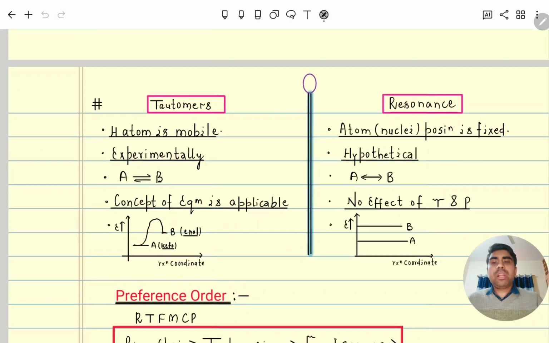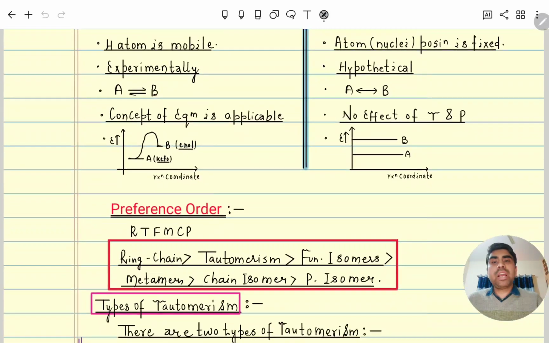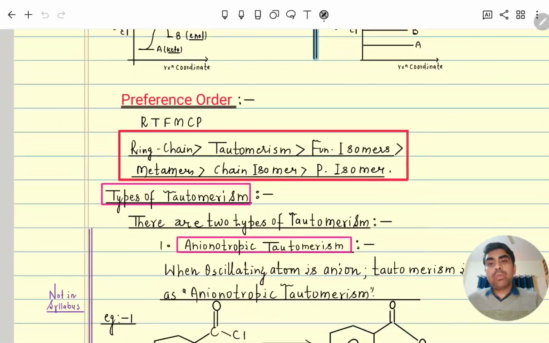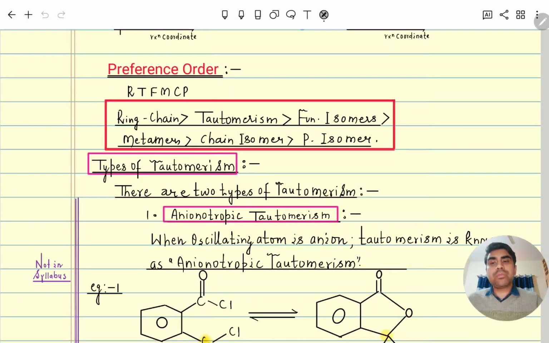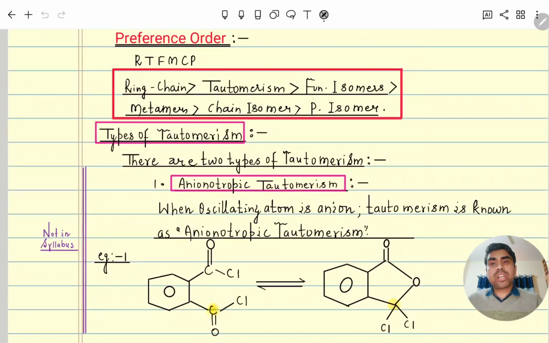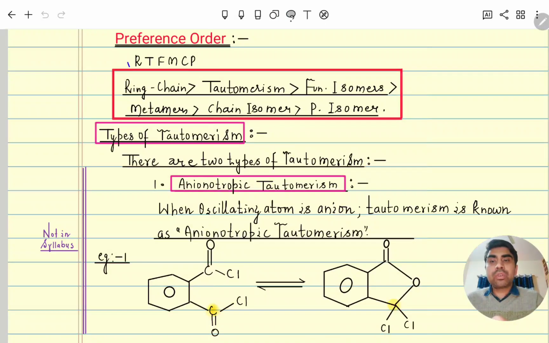Now sometimes some compounds have the possibility to show more than one structural isomerism. What do we mean by more than one structural isomerism? Like it can show ring-chain isomerism, tautomerism, functional isomerism, metamerism, chain isomerism, position isomerism. Then how to give preference?